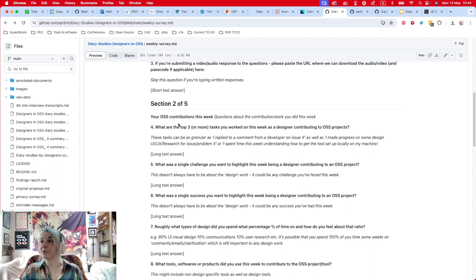And then we go into section 2, which was a lot of the questions, and I think we tried to section this thematically, if I'm not mistaken. The first section is about your open source software contributions this week. So questions about the contribution or work that they did this week. What are the top 3 or more tasks that you worked on this week as a designer contributing to open source software?